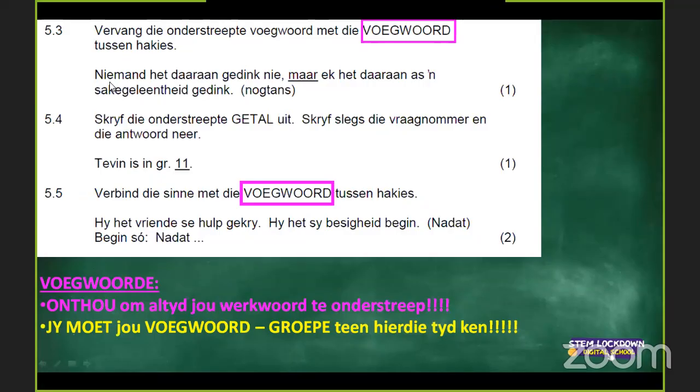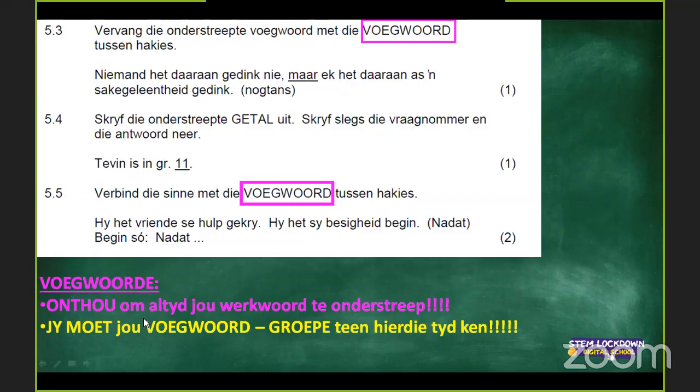So ons sinnetjie is, niemand het daaraan gedink nie, maar ek het daaraan as 'n sakegeleentheid gedink en jy moet die sinnetjie verbind met nogtans. Right, so the instruction asks you to replace this conjunction with nogtans, and then the rest of the sentence you need to fix the word order.